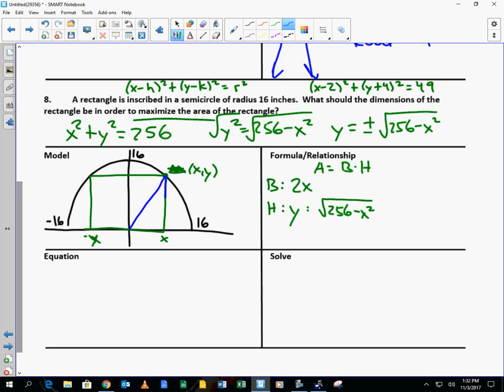Now, if you didn't like trying to remember the circle, I'll point out the other piece. If you simply look at that distance, this is x, this is y, this is a radius of 16. Pythagorean theorem, right? Now, watch. When you do the Pythagorean theorem, x squared plus y squared is 16 squared. Isn't that what I just wrote? Because the equation for a circle and the Pythagorean theorem are the same thing, folks. They're identical.